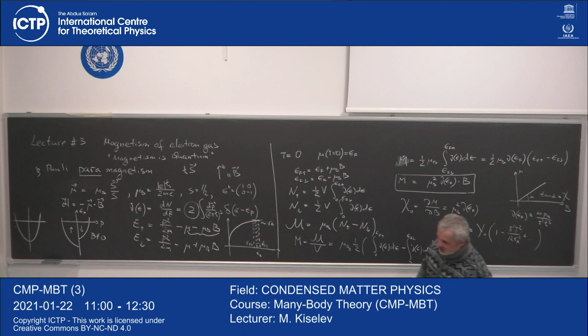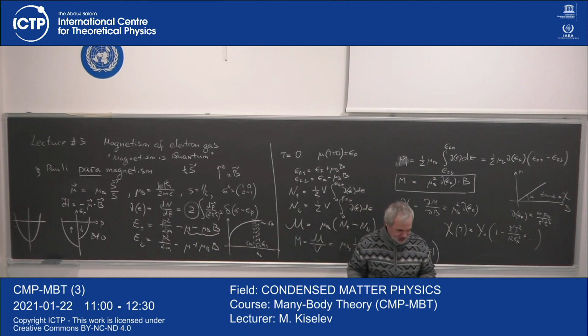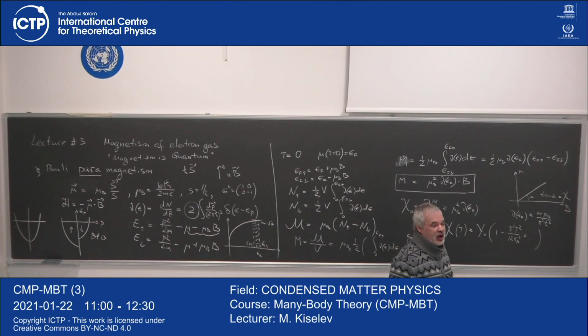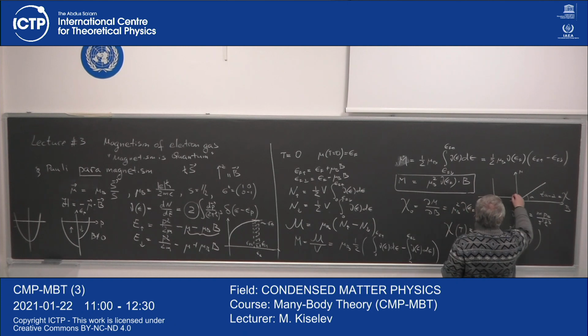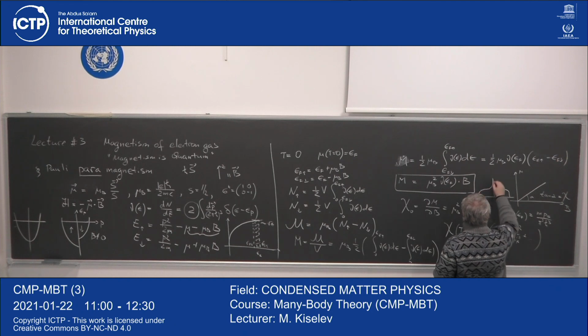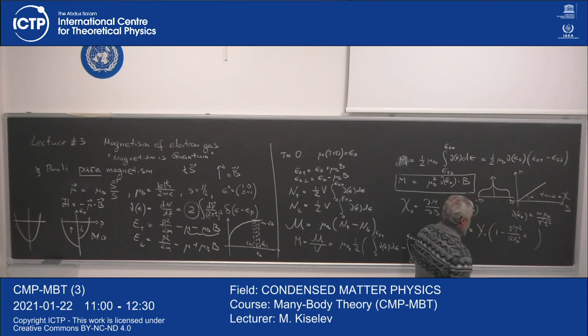Actually, the shape of the density of states is not that important, as I said, as long as your field is much smaller compared to the Fermi energy. Suppose you have a tight binding model. In a tight binding model for a two-dimensional square lattice, this is going to be the shape of the density of states. For two dimensions, there is a logarithmic peak at half filling. This is what you get from the tight binding model.